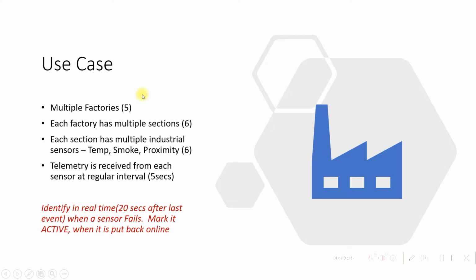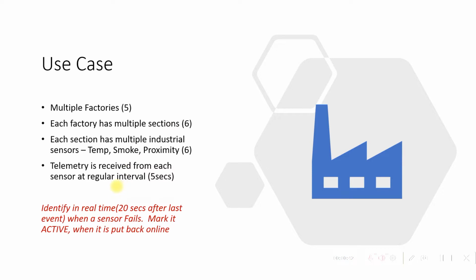In this scenario, we simulate 5 factories. Each factory has multiple sections, 6 sections in all. Each section will have multiple sensors. There are 6 types of sensors we have defined. The total number of devices we are going to simulate is approximately 150. The number can vary between 145 and 150 because it is randomly generated.